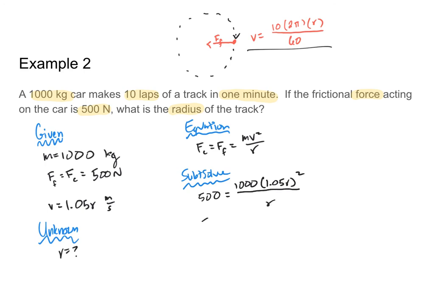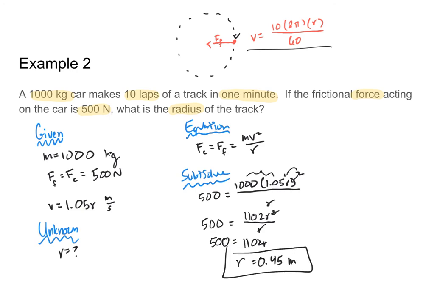So what that will give me is that 500 is equal to 1,102 r squared over r, and I got that by distributing my exponent out and then multiplying 1.05 squared by 1,000. So my exponents will cancel, and what I'll get is that 500 is equal to 1,102 r, therefore r is equal to 0.45 meters. And there you have it, guys. I have solved through example 2.